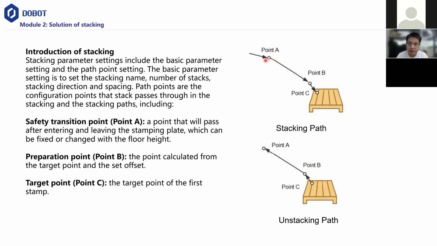including the safe transition point, point A, a point that will be passed after entering and leaving the stack plate, which can be fixed or changed with the flow height. Preparation point, point B, the point calculated from the target point and the set offset. Third point, the target point, the target point of the first stack.